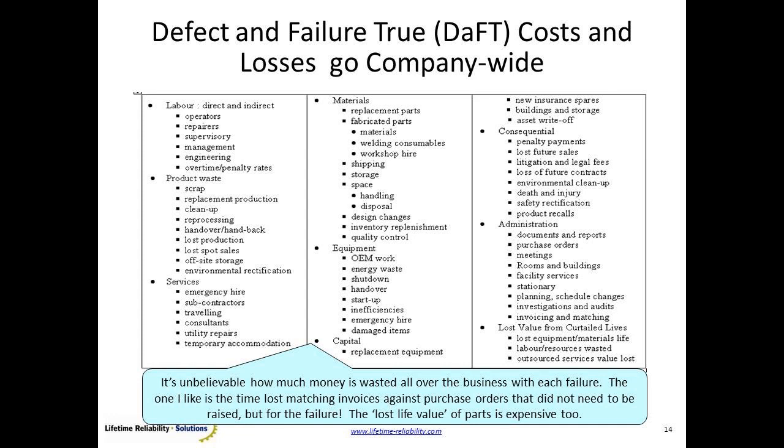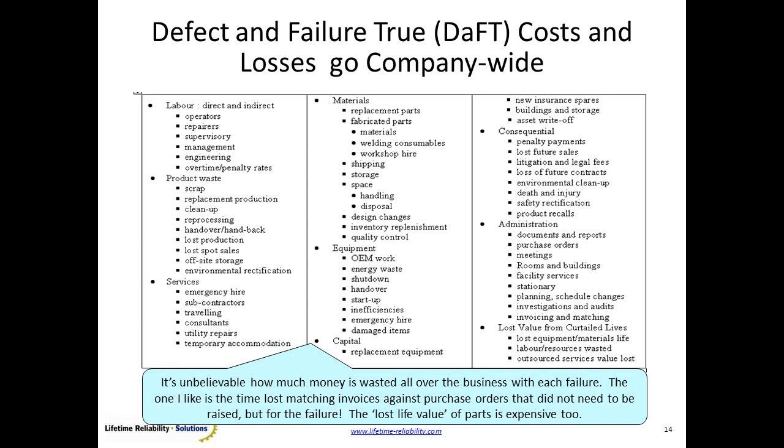And I call that value the defect and failure true cost, or defect and failure total cost. I don't mind what you call it. I left the acronym DaFT on purpose, because we can drop the A and call it DFT cost so nobody's offended, but I thought, gee, it is daft. It is daft to live in a company where you don't understand the cost of a breakdown to your business. So I left it as daft costs.